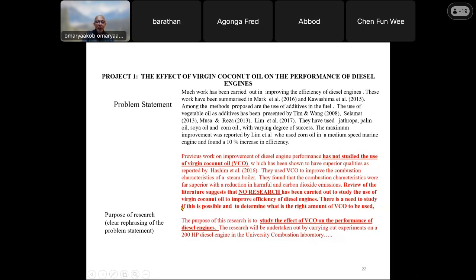So I said just now, purpose and problem. Purpose is just to say, since there is no one study, the purpose of my research is to study. Okay, so this is a purpose statement. A clear rephrasing of the problem statement.